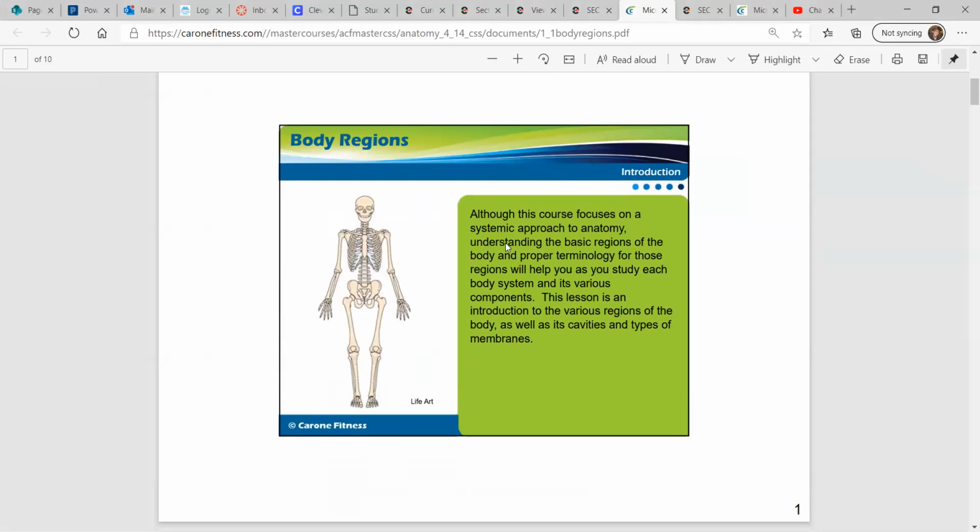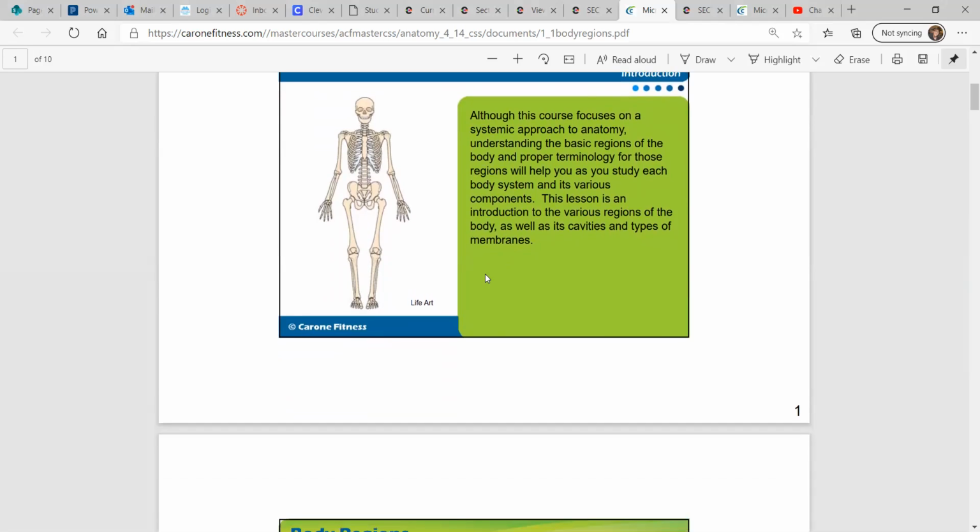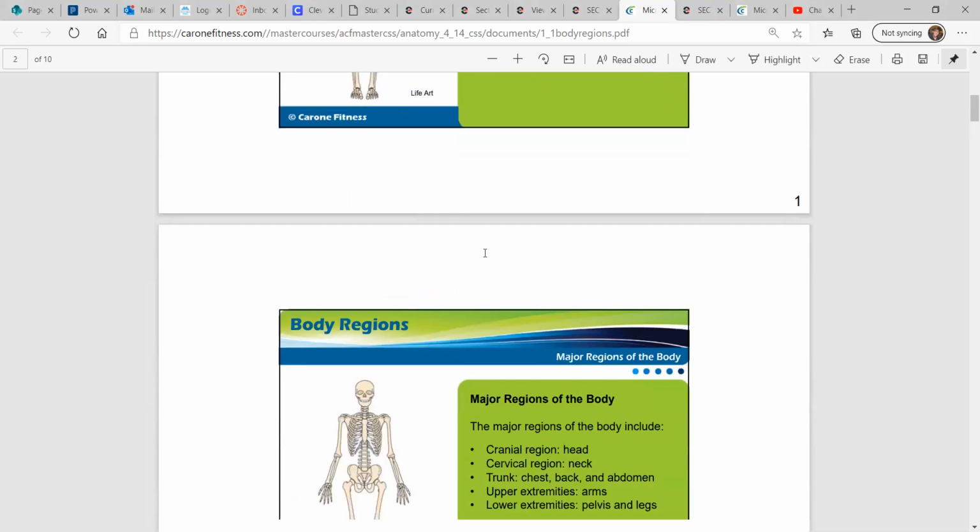Although this course focuses on the systemic approach to anatomy, where everything's a system working with one another, if we break the body into regions and associate it with the proper terminology, so we know what's called what and why it's called that, I think that will help you study each body system and the components within each system. And we'll look at the regions of the body as well as cavities and membrane types. So let's get into it.